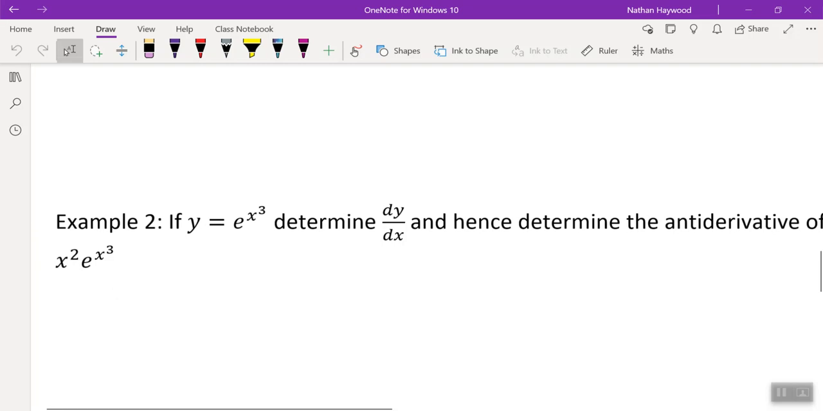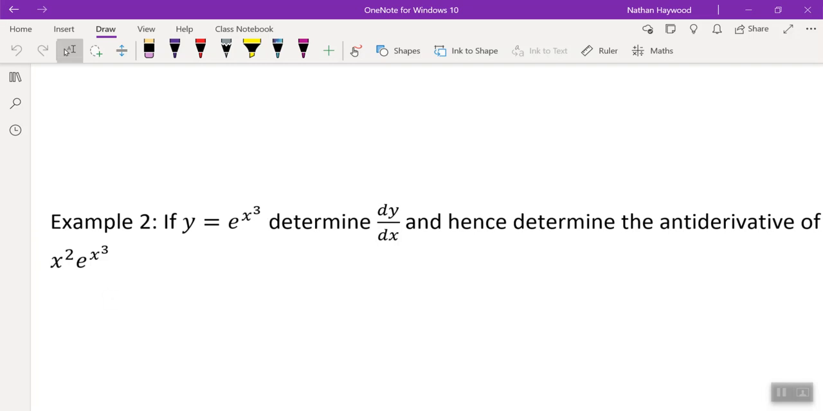Okay? So we have an equation. It wants us to find the derivative and then use that to find the antiderivative. We use this if it's not in our general rules. So we have this x squared e to the x cubed. It doesn't look like we can do it regular integration wise. It looks too complicated. So we find the derivative of this first.